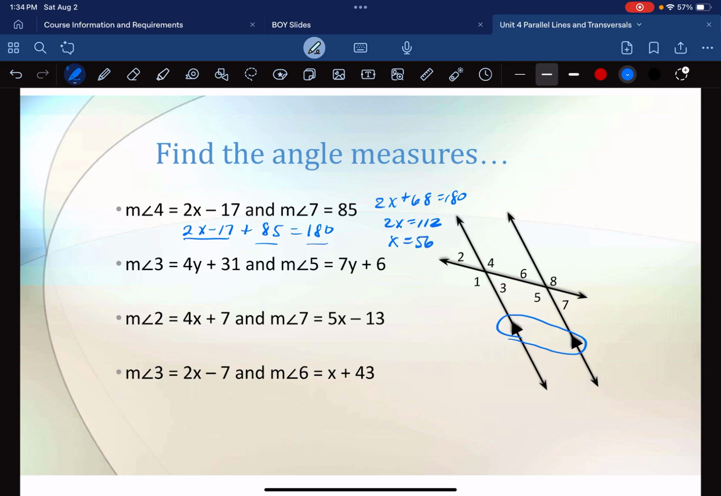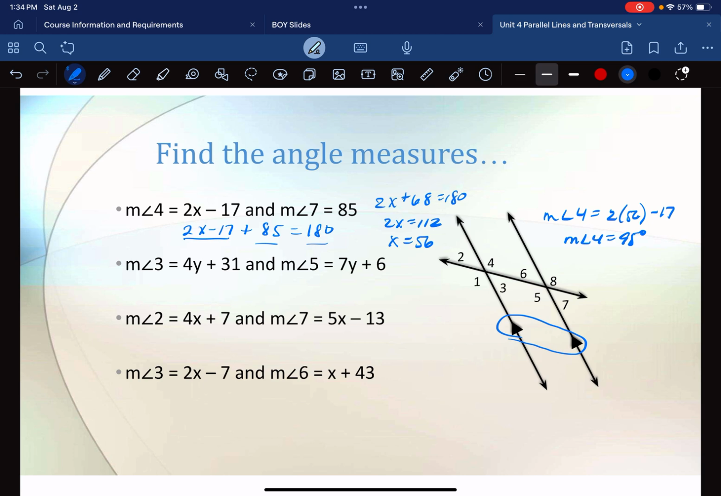So that means the x value is 56, but that's not the measure of angle 4 yet. The measure of angle 4 then is 2 times 56 minus 17, and that's 95. Now, couldn't we have just taken 85 and subtracted from 180 and gotten 95? I think that would have been a little easier, right? But the point being, you're going to need to set up an equation for a lot of these. Like, go to the next one.